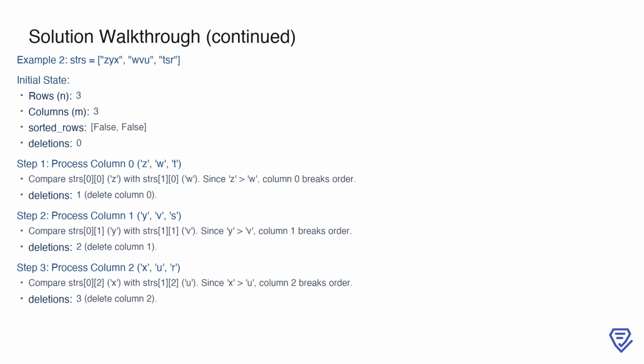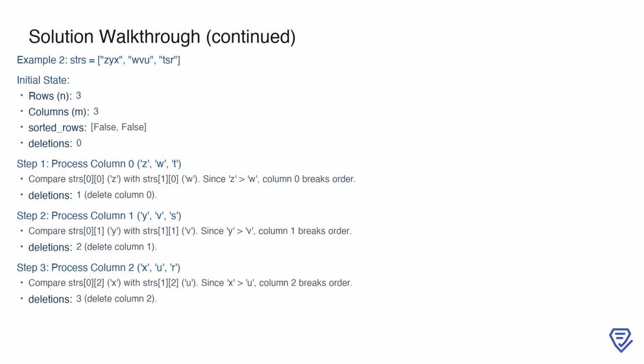Here, we again start with 3 rows and 3 columns, with sorted_rows set to false, false, and deletions at 0. Beginning with column 0, we compare Z and W. Since Z is greater than W, this column breaks the sorting order. We delete column 0, increasing deletions to 1.